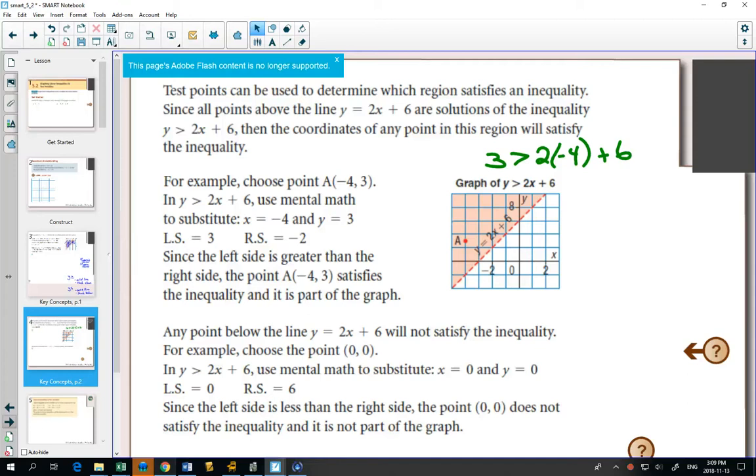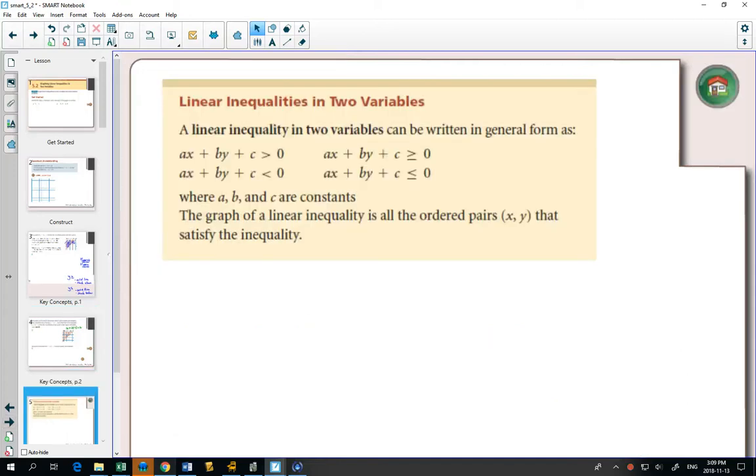So these are called linear inequalities in two variables. They're linear because it makes a line. There's two variables because all lines have an x and a y. And the way that we do them is we graph our line, either dotted or solid, and then figure out if we need to shade above or shade below.